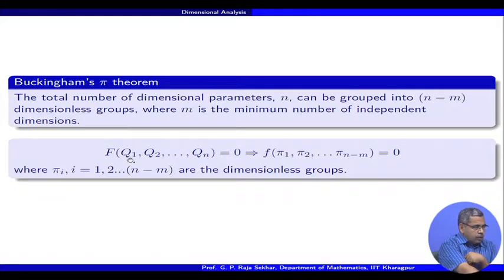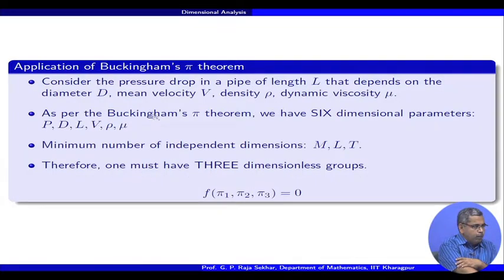Okay. So in a little more formal sense, suppose q1, q2, ... qn are the dimensional parameters in a balance equation or whatever. Then what we are trying to say is, with m as the minimum number of independent dimensions, this can be grouped as pi 1, pi 2, ... pi n minus m, where each of these pi i's is a dimensionless group. This appears very abstract, but let us look at it more categorically. For this we would like to take an example.